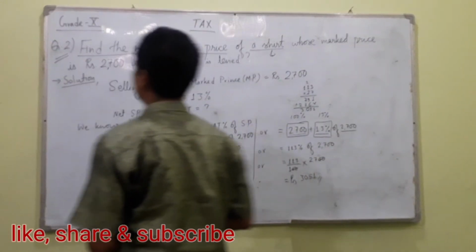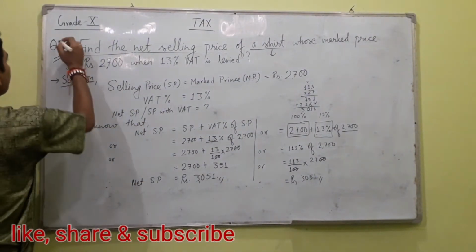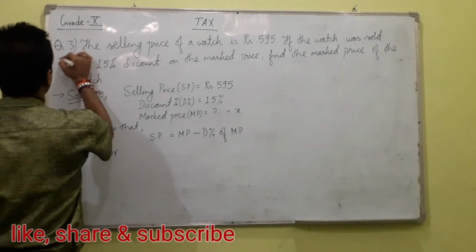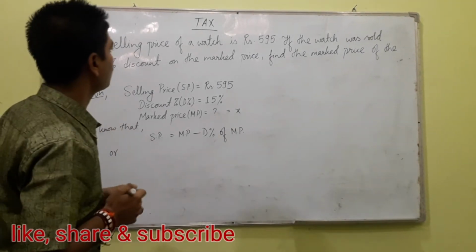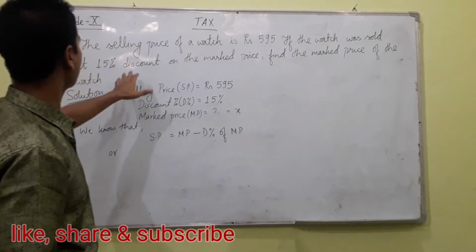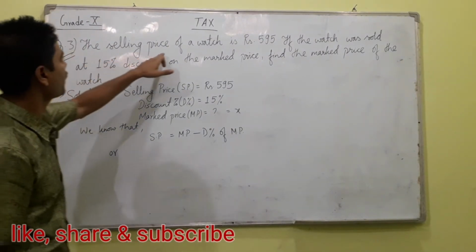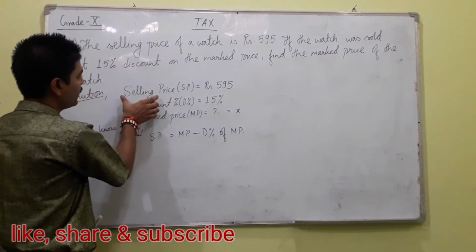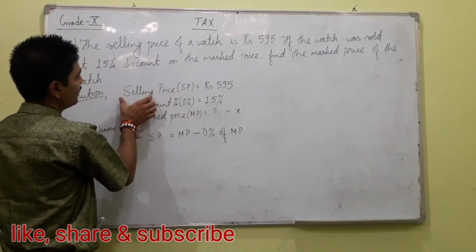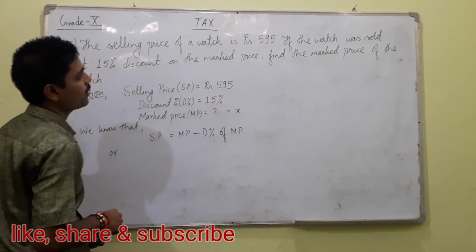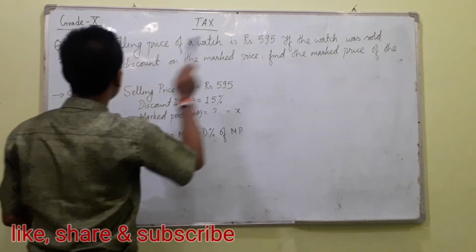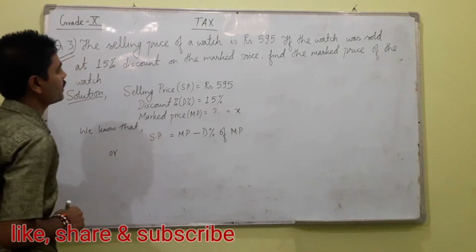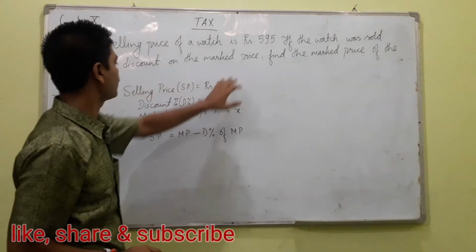Now question number 3. Let us read the question first. The selling price of a watch is rupees 595. So we write here in the given section, the selling price is rupees 595. If the watch was sold at 15% discount, so discount percent is 15% on the mark price.